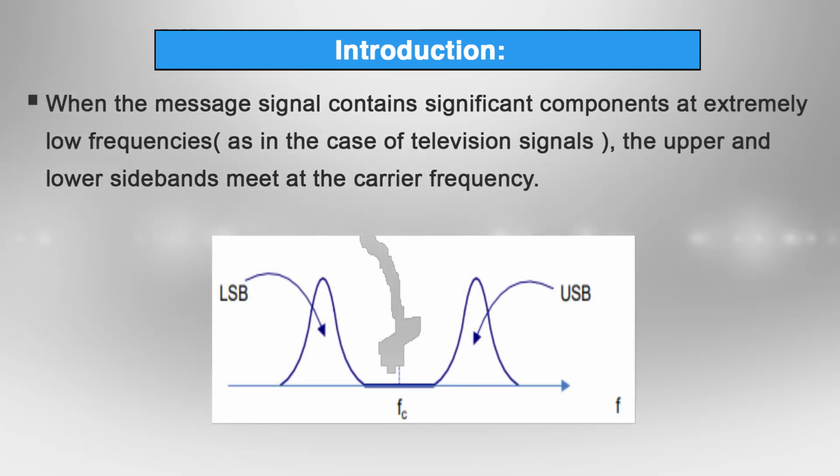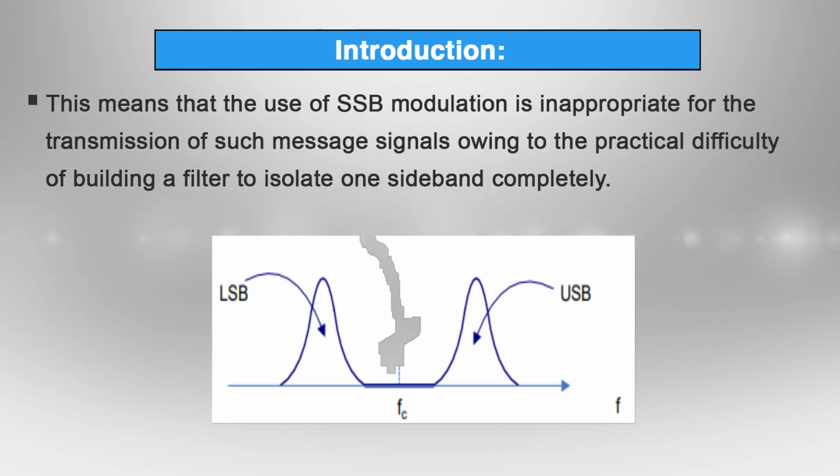When the message signal contains significant components at extremely low frequency, as in the case of television signal, there is no gap between the upper sideband and the lower sideband, and they meet at the carrier frequency, as shown in this figure below. This means that the use of SSB modulation is inappropriate for transmission of such message signal owing to the practical difficulty of building a filter to isolate one sideband completely.